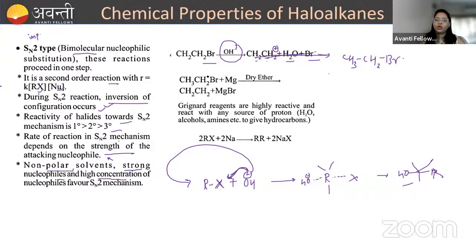Suppose this molecule, ethyl bromide, reacts with magnesium in the presence of dry ether. What is going to form? Grignard reagents are highly reactive and they react with any source of proton, H2, alkyl amines, to give hydrocarbon. So there will be production of what? Hydrocarbon, that is R-R.